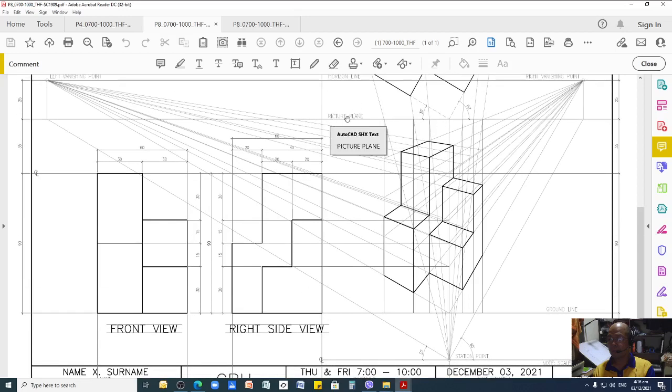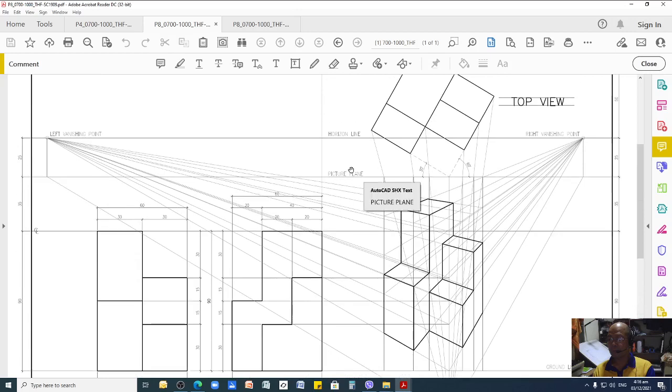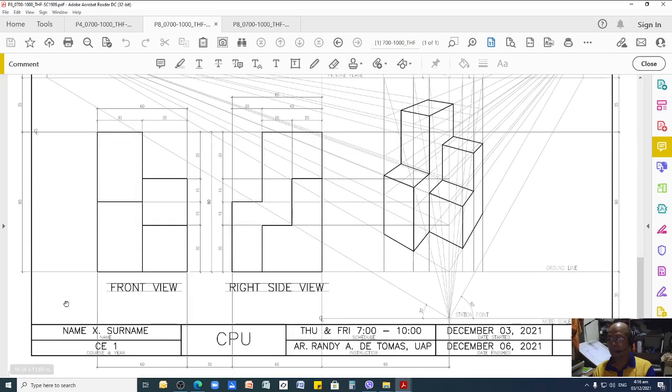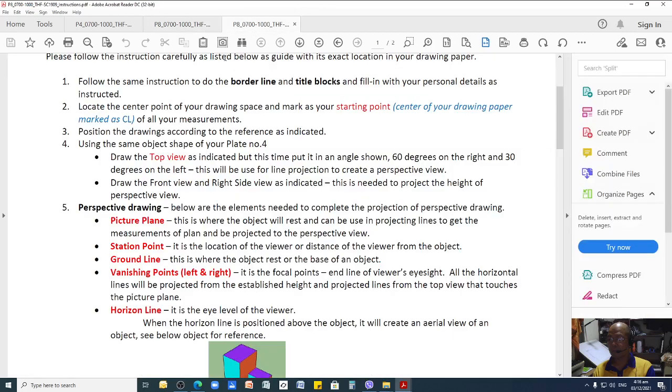The same thing with your picture plane. I also mentioned that the object is resting on that, but the picture plane is used on the plan, while the ground line is applicable in your elevation or side view. Okay, that's your ground line.